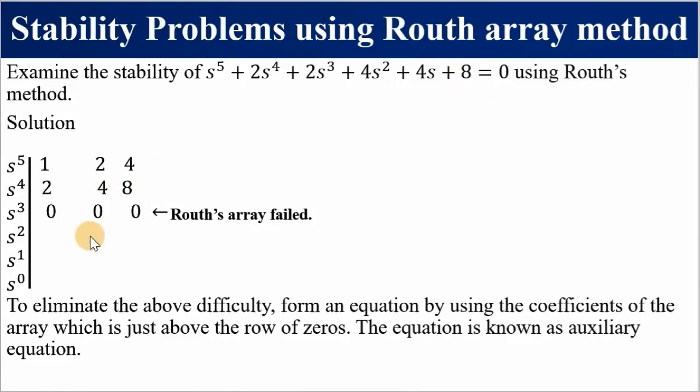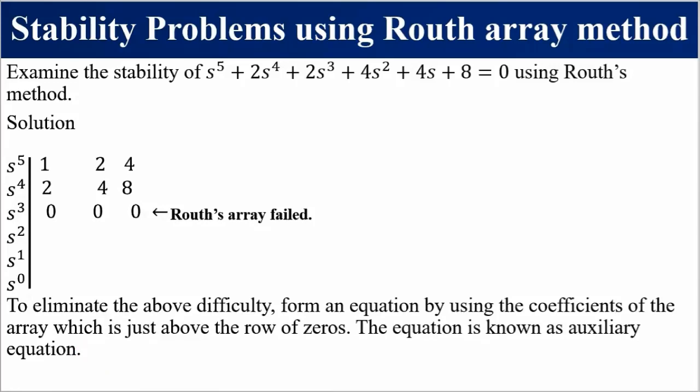We are now going to find D1, D2, and D3. We now have a special case, and we've got all zeros. When we find a row with only zeros, we say the Routh-Hurwitz array has failed. So what are we going to do? We take cognizance of the row above and form an equation by using the coefficients of the array which is just above the row of zeros. This equation is known as the auxiliary equation.